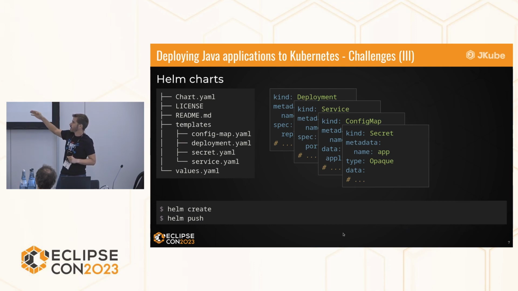In addition to the YAML files that now we call templates, we have the chart configuration, the chart YAML, and then the values file, which contains the default values in case we don't provide any of them. Again, we also have to use additional tooling, like in this case, Helm create or Helm push to push it to a Helm chart registry.